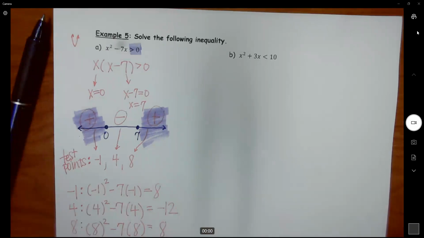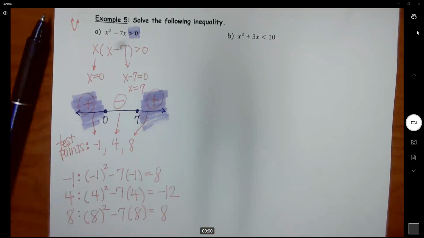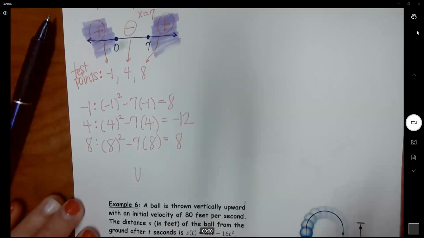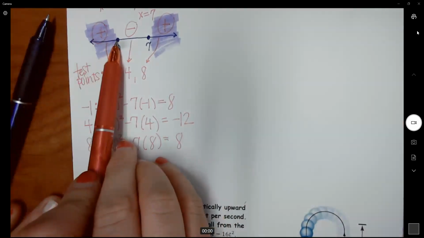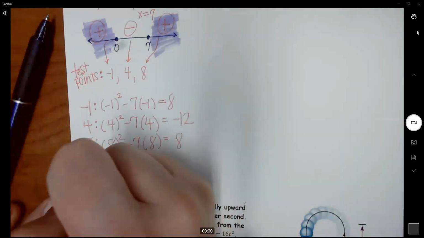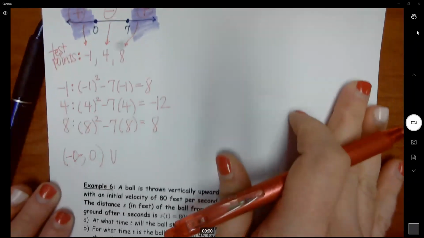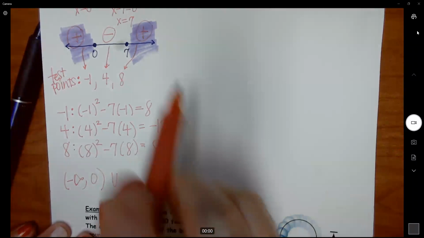I've got two sections of positive that are split up. So I'm going to have two sections here with the union in between. I'm going to represent this portion here from negative infinity to 0. And because this is just greater than and not greater than or equal to, it gets a parenthesis; 0 is not included. And then this portion here is 7 to infinity.